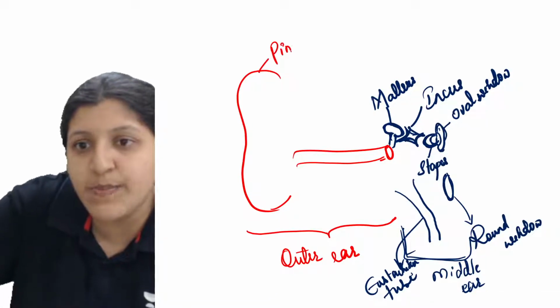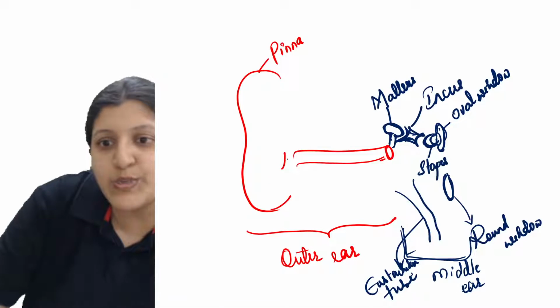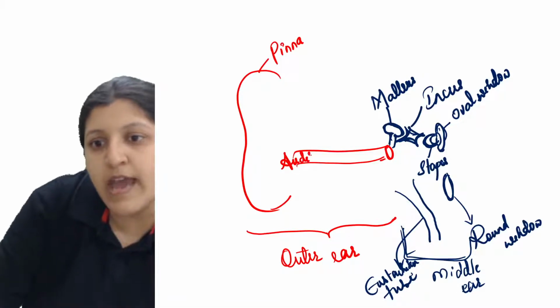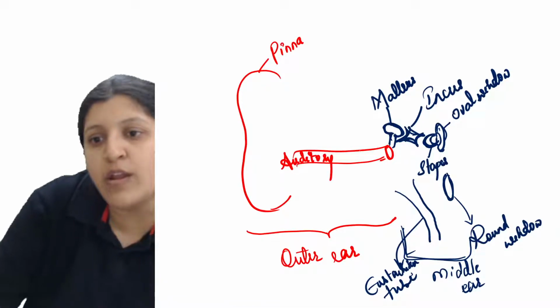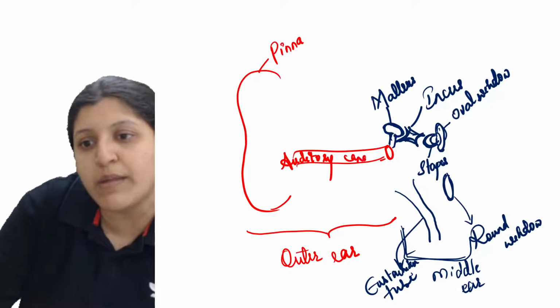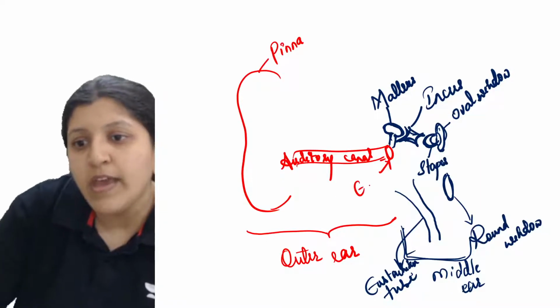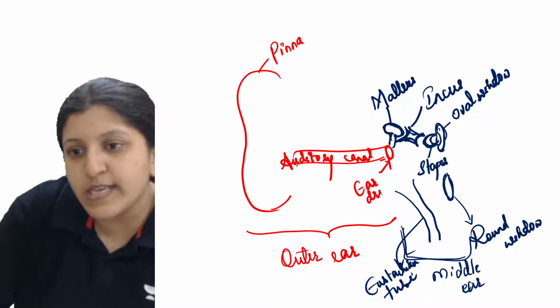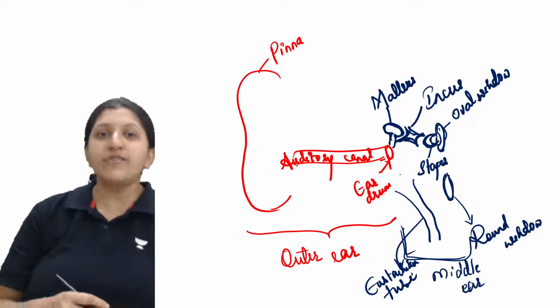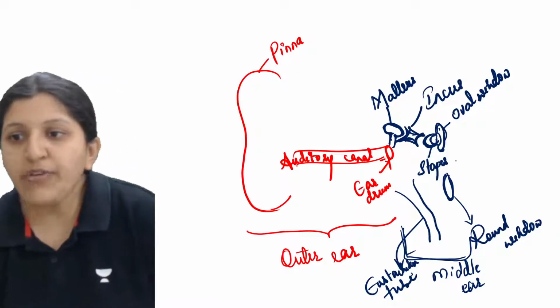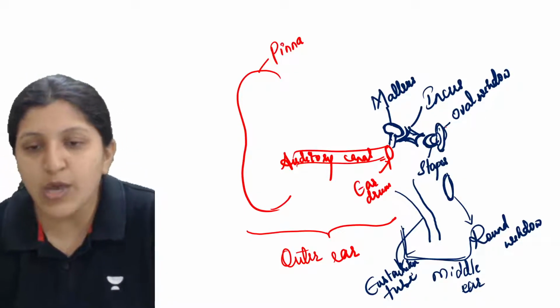Let me just label this one as well. So this is pinna. Okay, and this is what? This is the ear canal or auditory canal, or auditory meatus also can be called. And this is what? This is basically the eardrum part. So this one is the eardrum, which can also be called a tympanum. Okay, so now with respect to that, you can see there is an oval window.